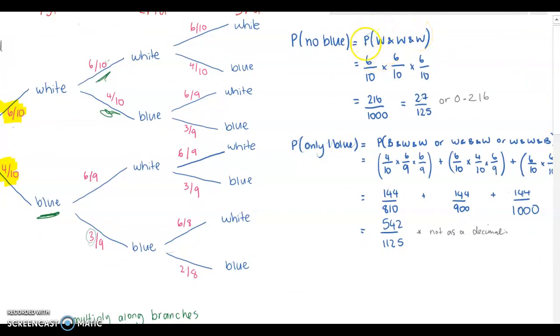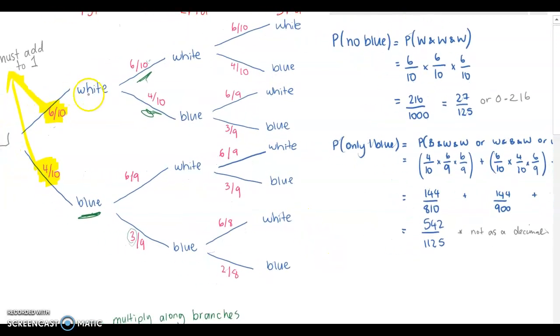Now, we go back to the tree, and remember how I said we multiply along our branches. So we're going to find where there's a white, and a white. That's along here. That's 6 tenths, 6 tenths, and 6 tenths. We multiply along, so we multiply all those together, pop them in your calculator. They break down to 27 over 125, or you might want to look at it as a decimal. It's not a recurring decimal, so we could use it like that. So that's the first one.